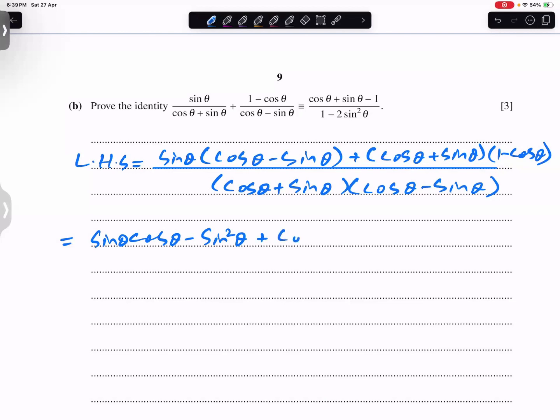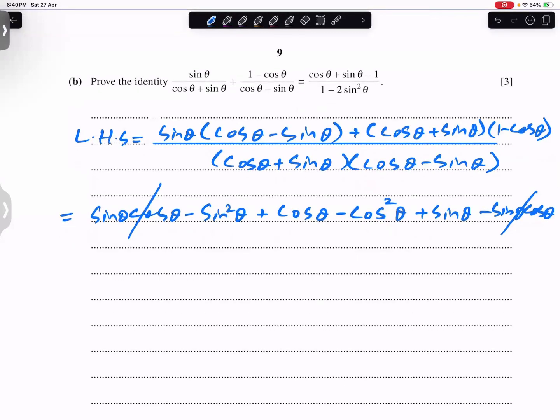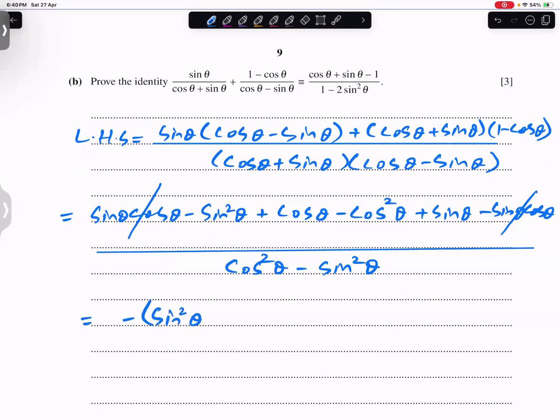Plus cos theta minus cos square theta plus sine theta minus sine theta cos theta. So this will cancel out, and in the denominator you can see difference of squares, a plus b, a minus b. So this will be a square minus b square. Then we have, okay, let's write sine square theta and then minus cos square theta and then take minus common.